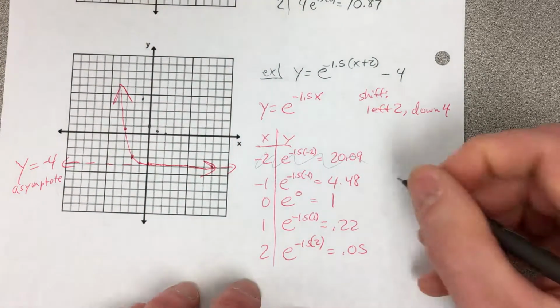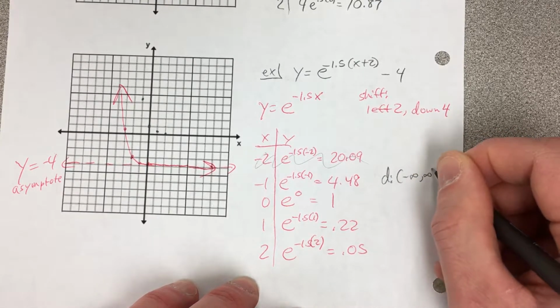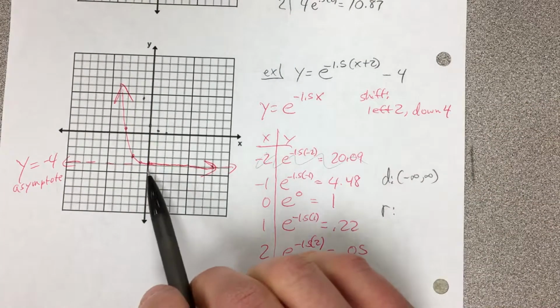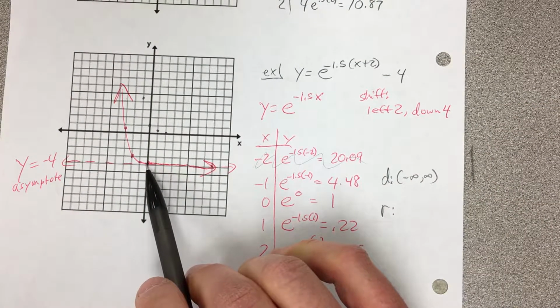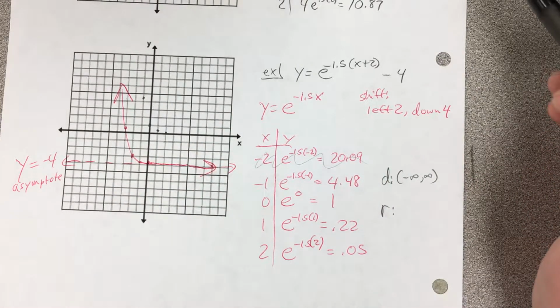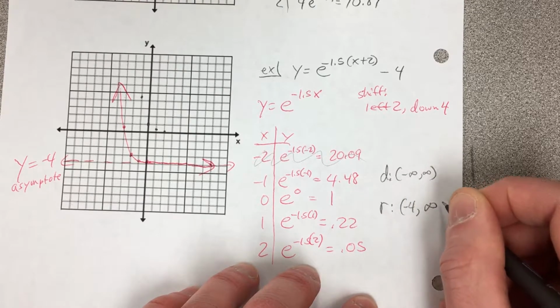Now for our domain, all real numbers, but our range is going to be y is greater than -4. But in interval notation, we're going to say -4 to infinity.